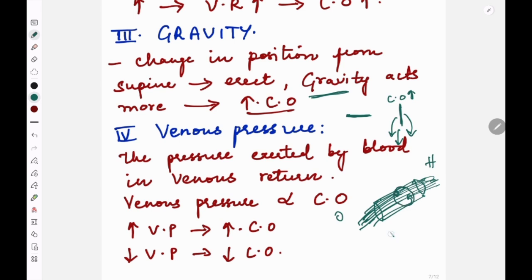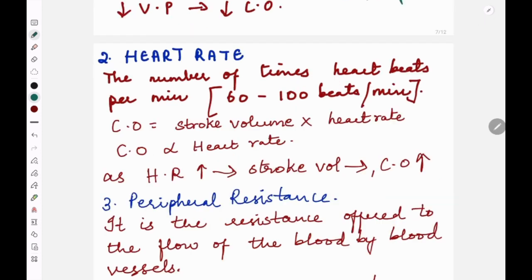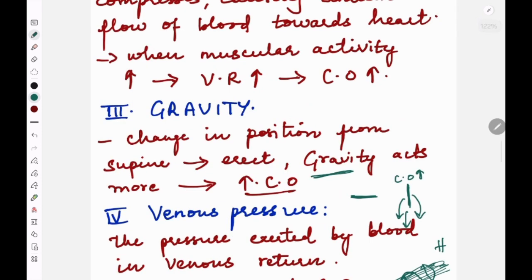So if this venous pressure is more, then more blood is pumped towards the heart, right? If the pressure is less, the cardiac output will be less. So these are all the factors affecting the venous return. What are those? Respiratory pump, muscle pump, venous pressure, and force and gravity. These are the four factors affecting the venous return, and venous return is an important factor affecting the cardiac output. So we are done with one factor. We need to discuss three more factors.